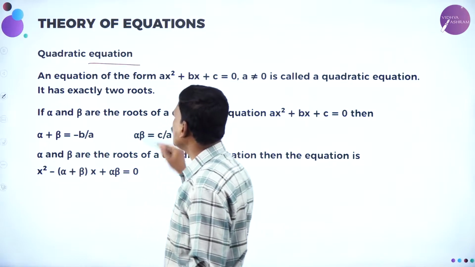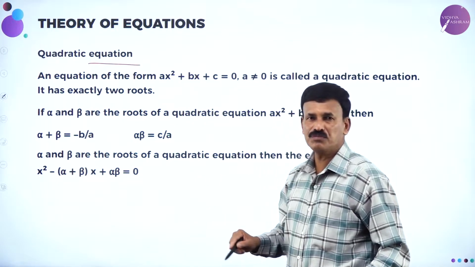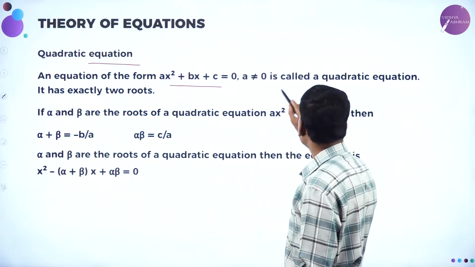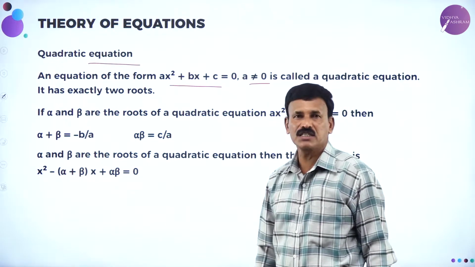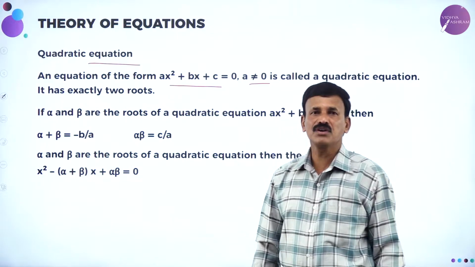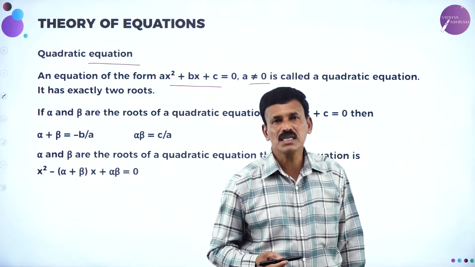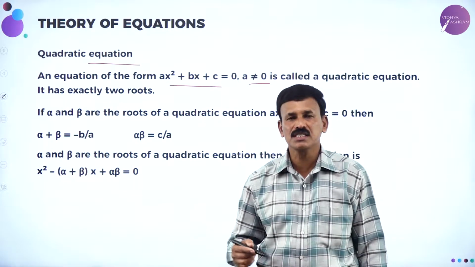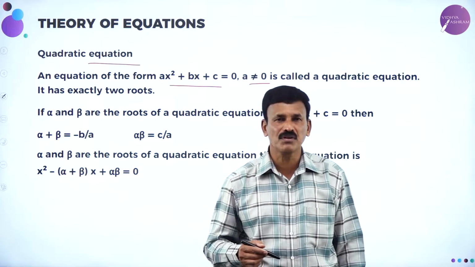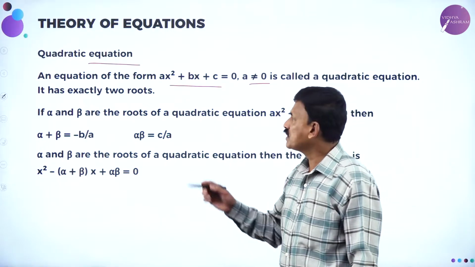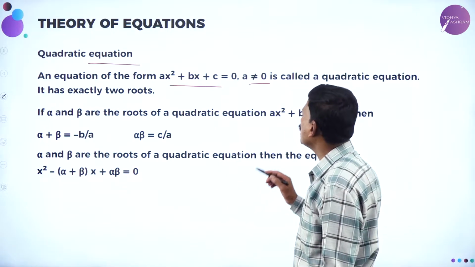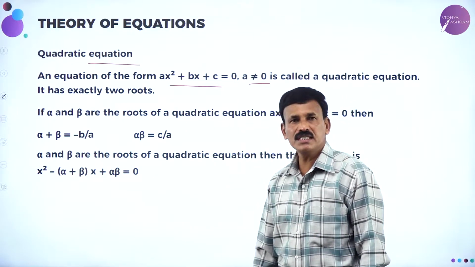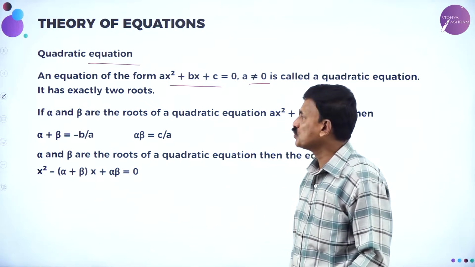A quadratic equation is any equation of the form ax² + bx + c = 0, where a is not equal to 0. That is a second degree equation; the power of x is 2. So if it contains x², then it is called a quadratic equation. A quadratic equation will have exactly two roots.